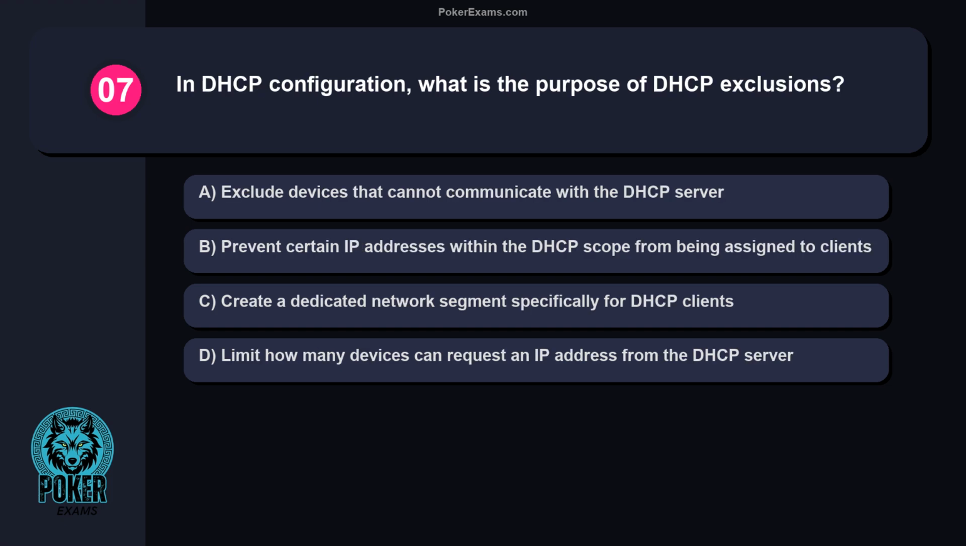Question 7. In DHCP configuration, what is the purpose of DHCP exclusions? Exclude devices that cannot communicate with the DHCP server. Prevent certain IP addresses within the DHCP scope from being assigned to clients. Create a dedicated network segment specifically for DHCP clients. Limit how many devices can request an IP address from the DHCP server.